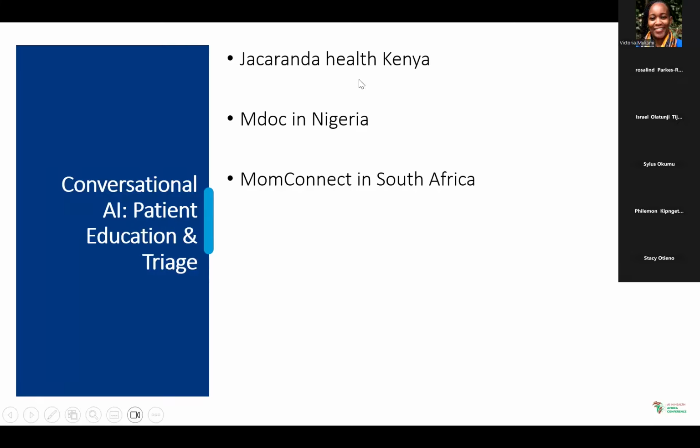So these are some examples. Jacaranda Health does, and a lot of these are around maternal health. Jacaranda does maternal health in Kenya. MDoc works with women in Nigeria, Mum Connect in South Africa. Now, the reason why they can show some results is that pregnancy only lasts 9 months, right? Whereas some other health conditions, you've got to follow people up for 10 years. So pregnancy is quite a good thing to generate evidence quite quickly because there is an outcome that happens after a certain period of time. And in most things in health, that doesn't happen. However, we are yet to see large-scale population-level improvements in health because of these things.